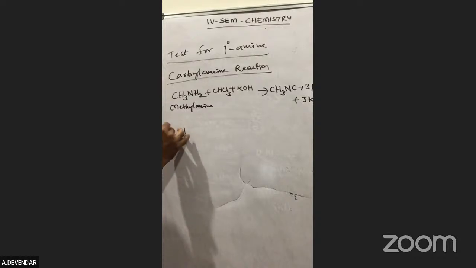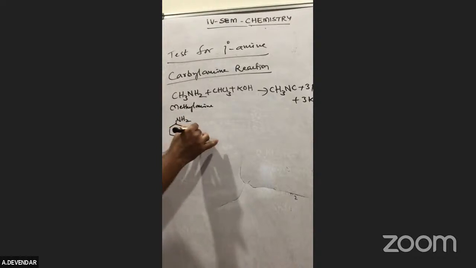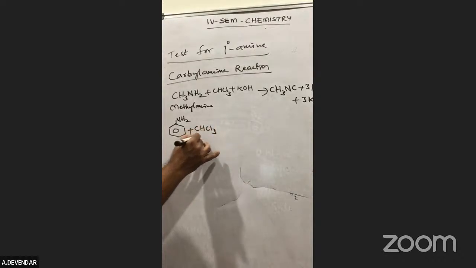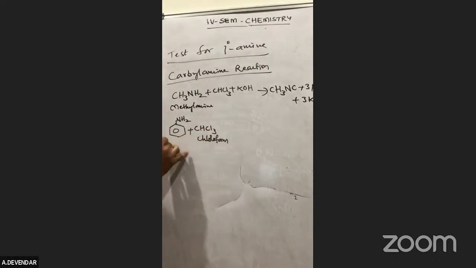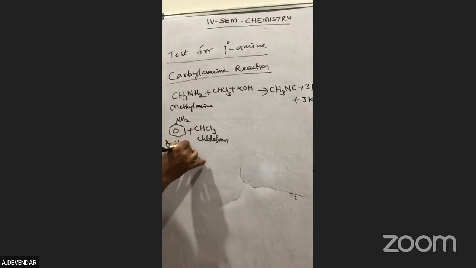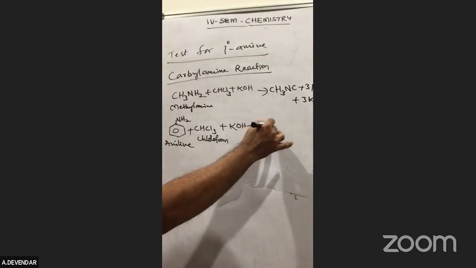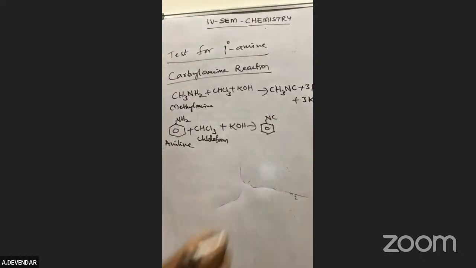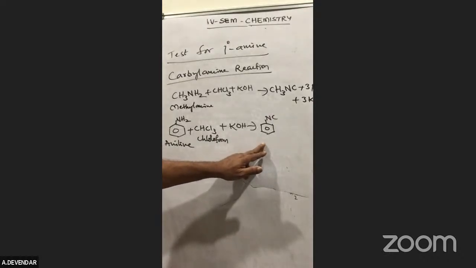But mainly important is aniline. We are taking an aromatic amine. We are testing in the carbylamine test in the laboratory. When aniline is treated with chloroform and base potassium hydroxide, phenyl isocyanide is formed. This gives a very unpleasant, foul smell.